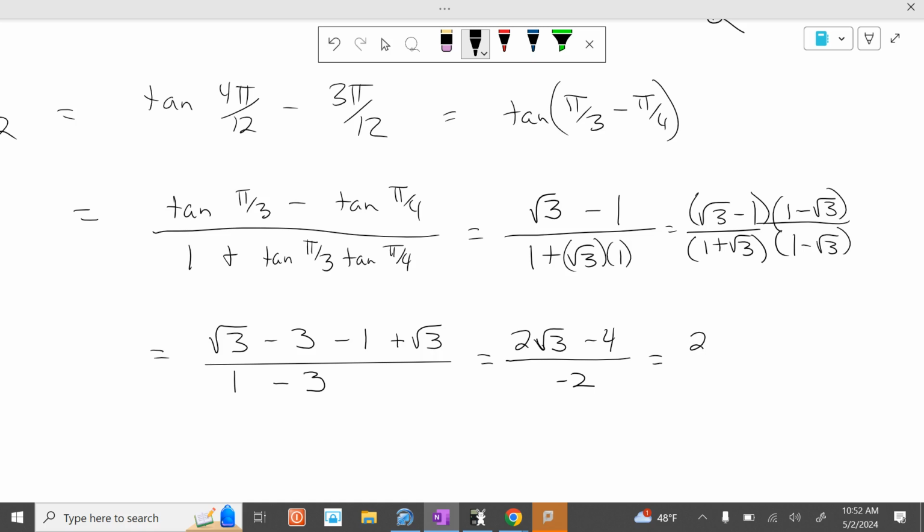So if we factor out a 2 on the top, and we divide, we get a negative 1 on the bottom, which if we transfer it up to the top is negative square root of 3 plus 2.